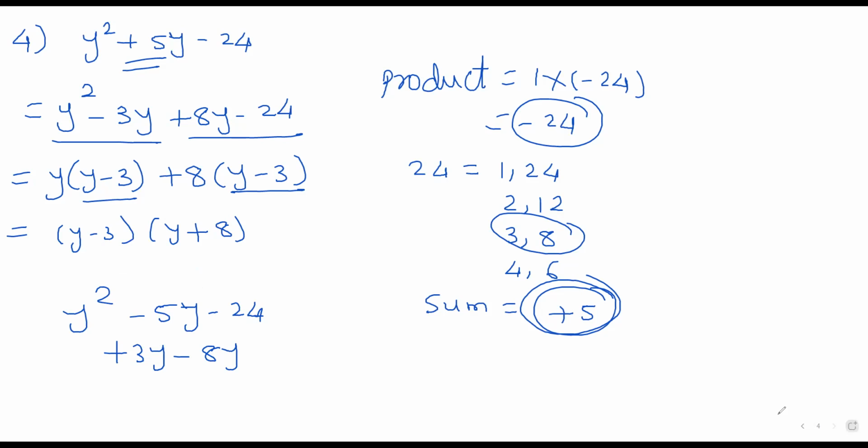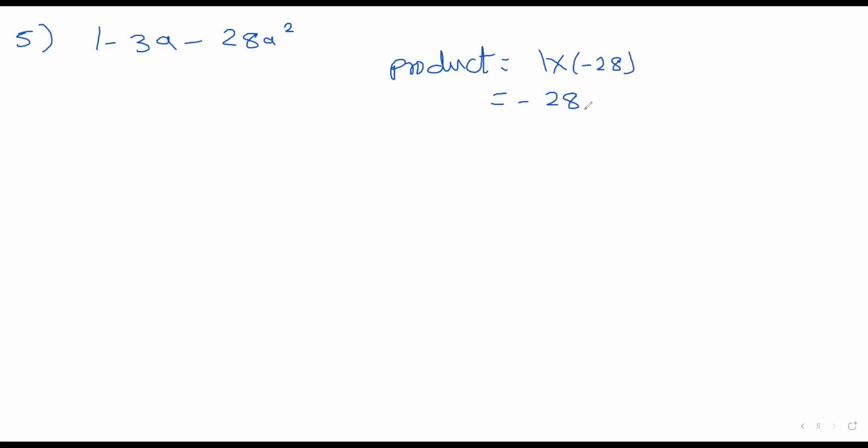Done? Shall we move ahead? Come, the fifth one. 1 minus 3a minus 28a square. Do you have to reverse it? No, it's okay. It's in ascending order of power of a. a is the variable here, and the terms are arranged in ascending order of power of a. That's okay. So what is the product now? 1 into minus 28, that is minus 28. Correct? Product is minus 28.